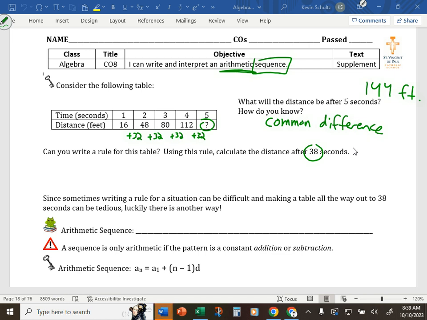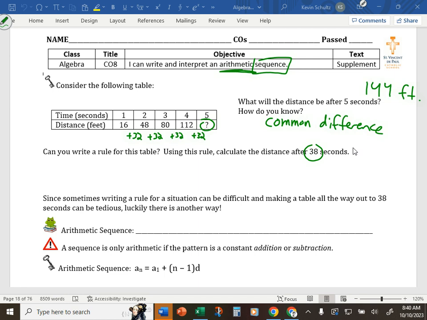You can write that down. Yes. All right, James. Way to give the effort. Common difference. And so you could add 32 over and over again 38 times, right? Or we could write a rule for the table, some equation that will allow us to plug in the time we want, and the output will be the distance the object travels. Because maybe we're not only interested in 38, maybe we want 212.